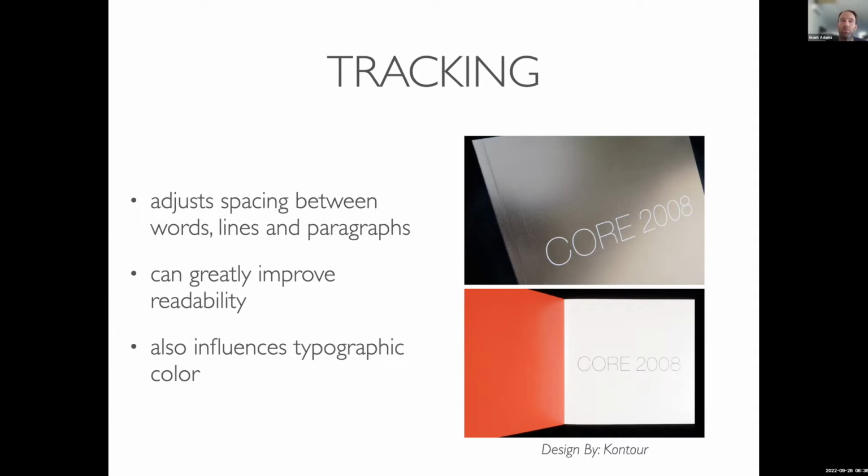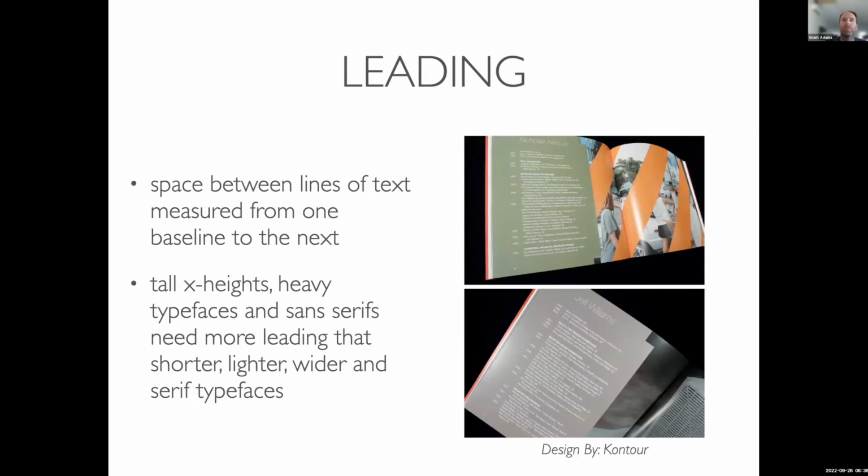It's used to improve readability. If things are too squished together, it's harder to read. We can use that tracking to just kind of elongate everything. It also can influence the typographic color. If you have something that's overly emphasized or too dark on the page, you can increase the tracking, and it's going to make it a little bit lighter because there's a lot more white space in and around the letters.